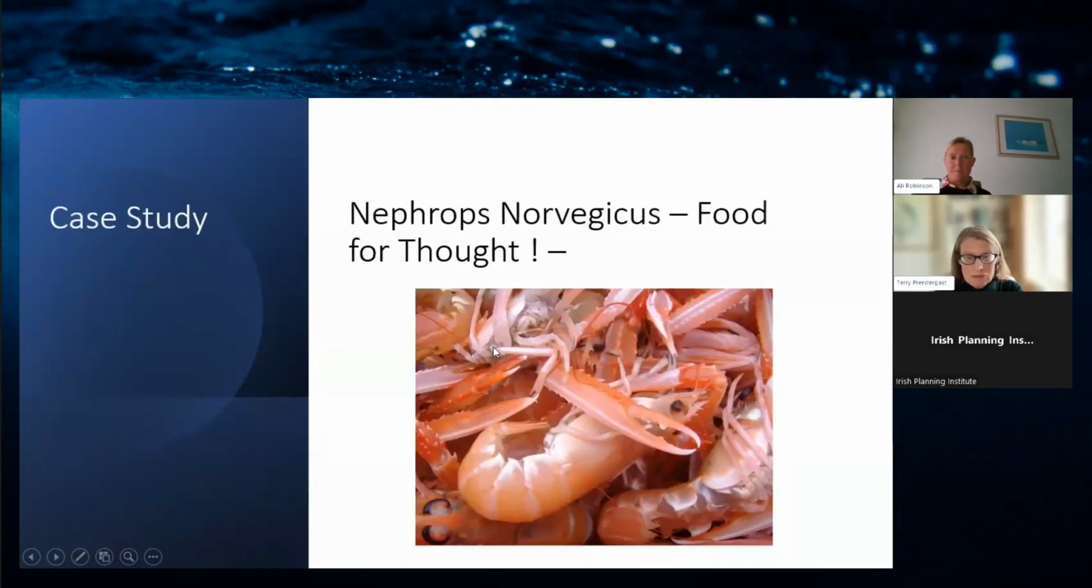So very quickly then, we're going to move on to a very short case study, and the old nephrops. I think it's just a great term, and these are our Nephrops norvegicus. Food for thought. Poor chaps there. I don't know about the vegetarians out there, but I do enjoy prawns now and again.